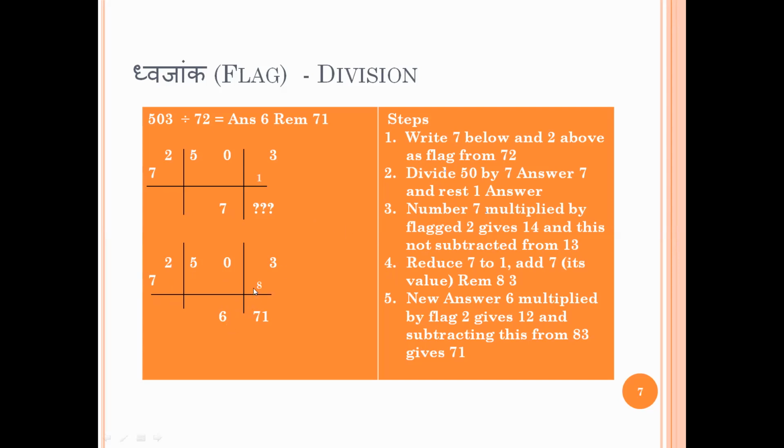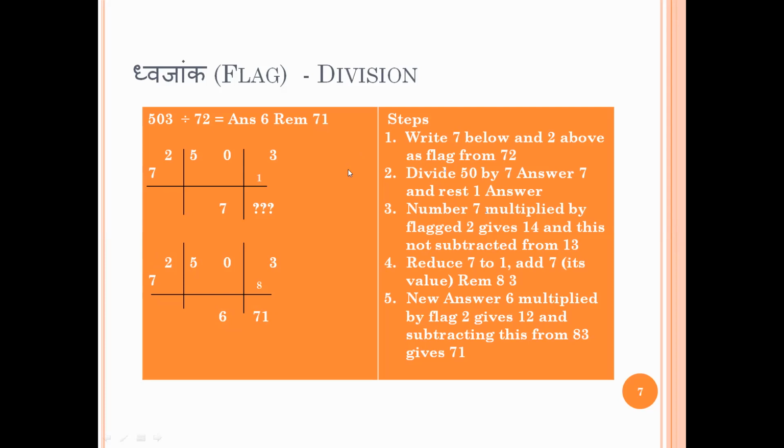We add that 7 into 1, that makes 8. So the number becomes 83 now. 83 minus 6 twos, which is 12. So 83 minus 12 is 71. Hence the answer is 6, remainder is 71, because 71 is less than 72. So my answer is correct now.